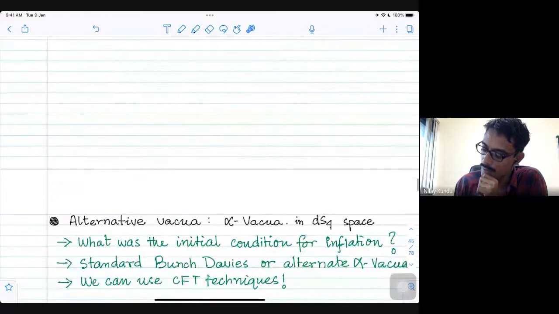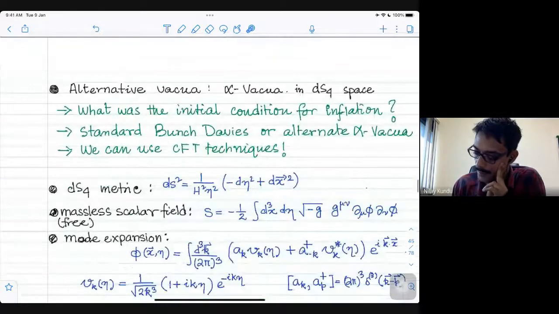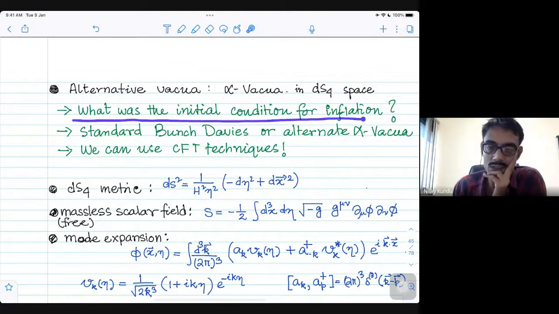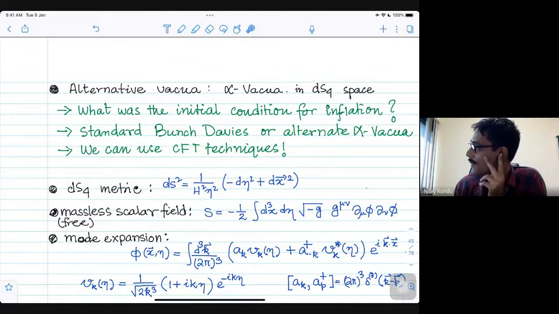So now let me talk about alpha vacua very briefly. For alpha vacua in de Sitter space, the main question we are trying to understand is: what was the initial condition for inflation? Did inflation start with the Bunch-Davies vacuum, or did it start with an alpha vacuum? Since both of them are conformally invariant, we can use the CFT techniques there.